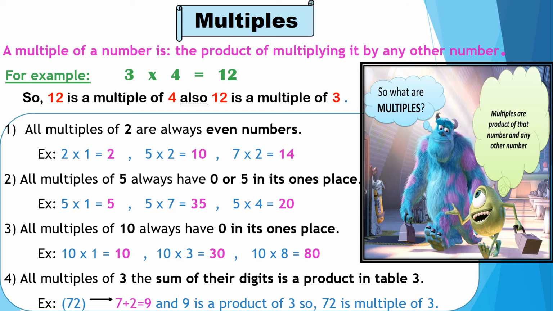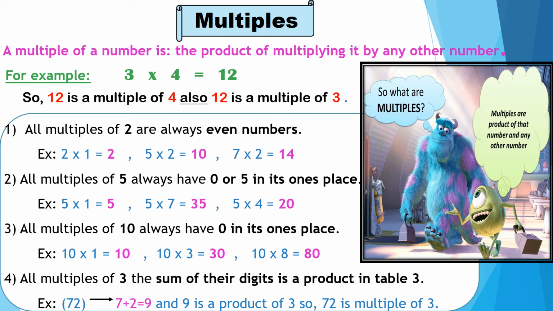Number 3: all multiples of 10 always have 0 in their ones place. For example, 10 times 1 equals 10. 10 times 3 equals 30. 10 times 8 equals 80. So 10 and 30 and 80, all of them have 0 in their ones place.